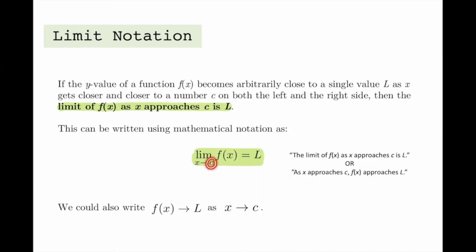This c here is what x is approaching, and this L here is what the y values are approaching. Again, we can read this as the limit of f of x as x approaches c is L, or as x approaches c, f of x approaches L. We could also write this in two separate pieces. We could say that f of x approaches L, y values approach L, as x approaches c. So you want to think of this arrow here as meaning approaching or heading towards, as opposed to being equal to. We will probably stick with this notation more, but you might see this in other situations.